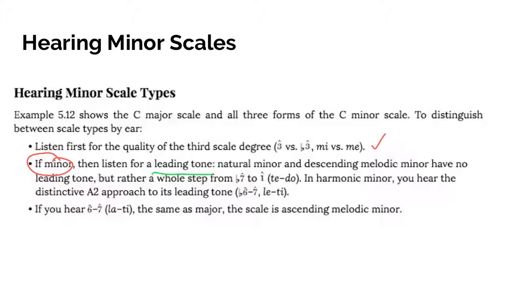Okay, then in minor, you want to listen for the leading tone, okay? Natural minor and descending melodic minor do not have a leading tone, okay? But they have a whole step from flat 7 to 1. The only time you'll find that leading tone is in harmonic minor. And then if you hear La Ti, the same as major here, the scale is an ascending melodic minor scale.